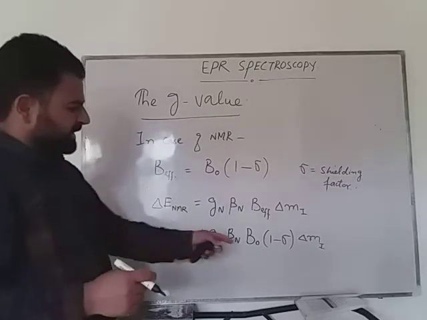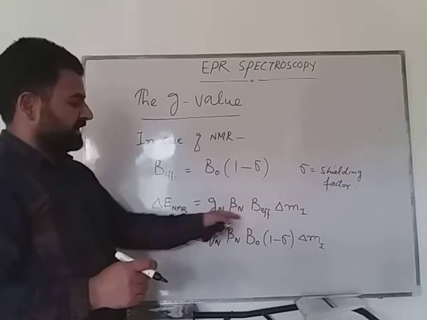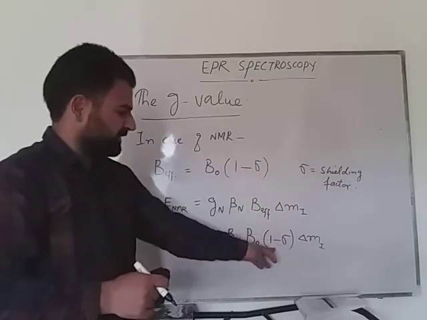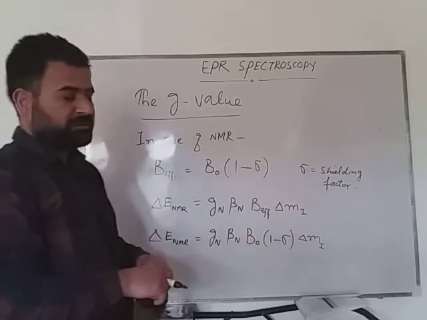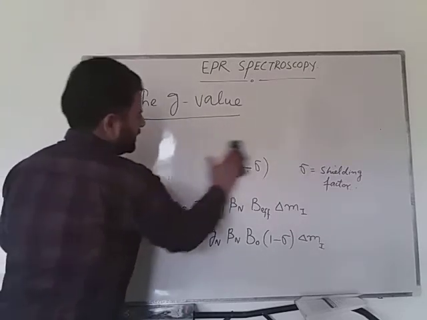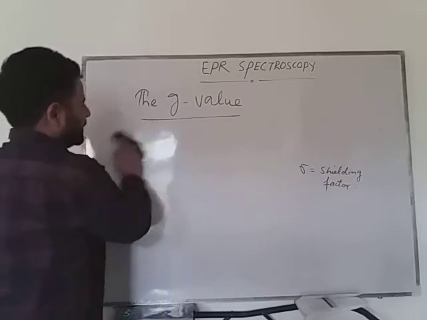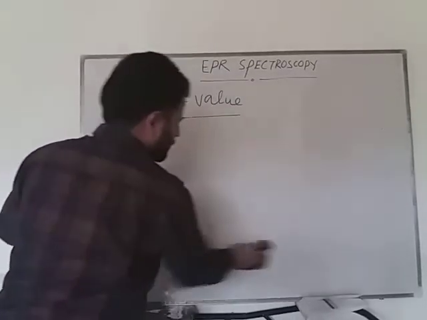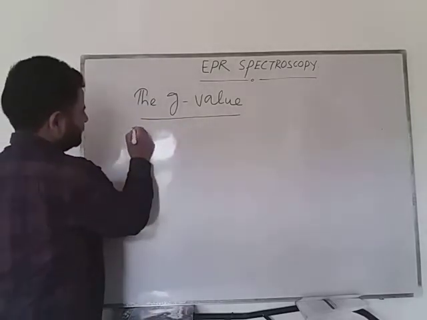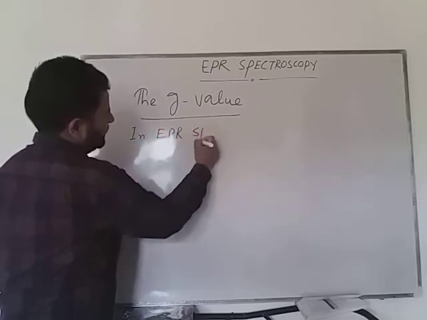That means the magnetic field which we actually apply is not the same as that which is actually felt by the nuclear spin. It is different by some factor that will be determined by this quantity 1 minus sigma. Likewise, in case of EPR spectroscopy, the more analogous thing happens here also.